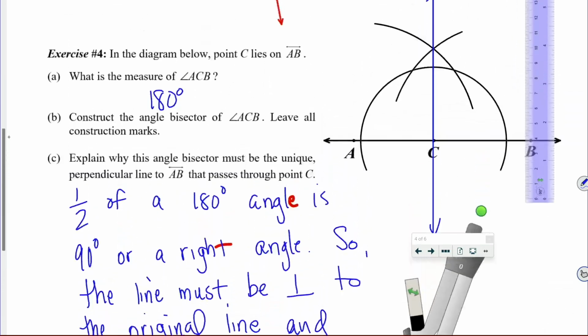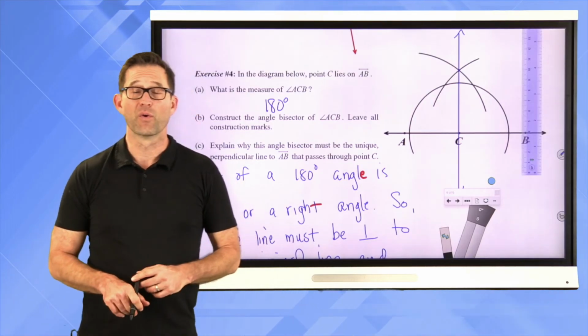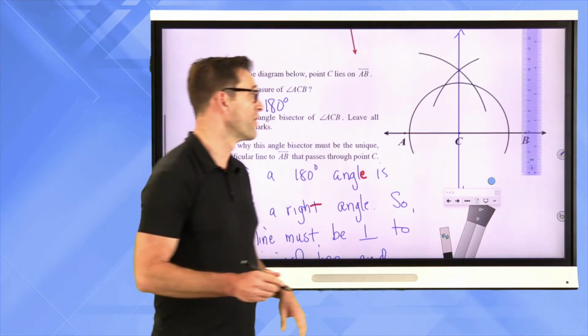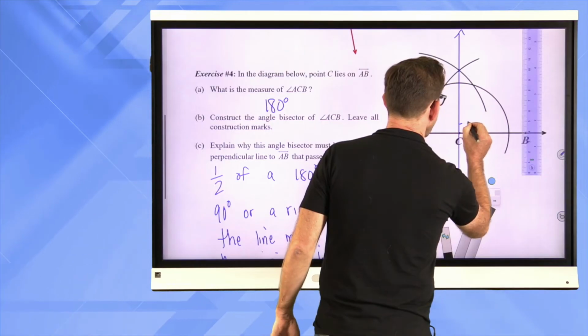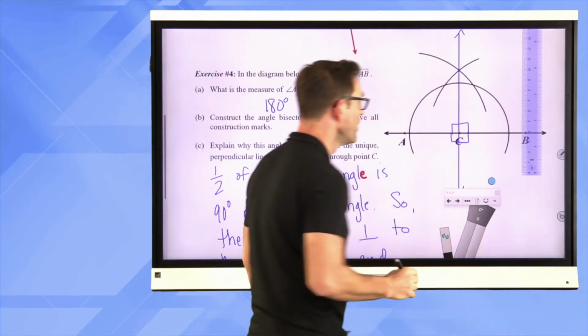More red. Look, if you even just said, hey, half of a 180-degree angle is a right angle, I'm so good with that, right? I mean, that's the whole point, right? That's a right angle, that's a right angle, of course, that's a right angle, and that's a right angle.